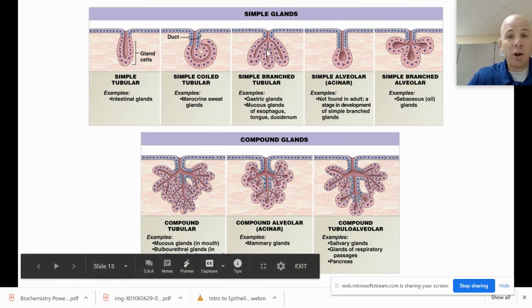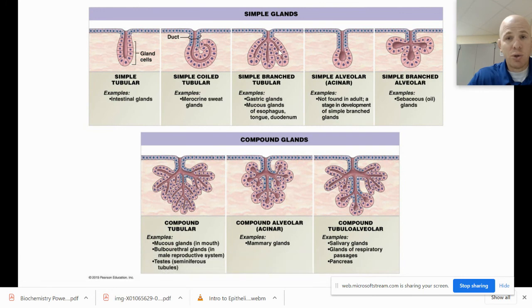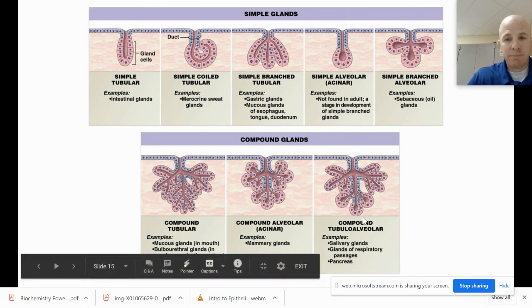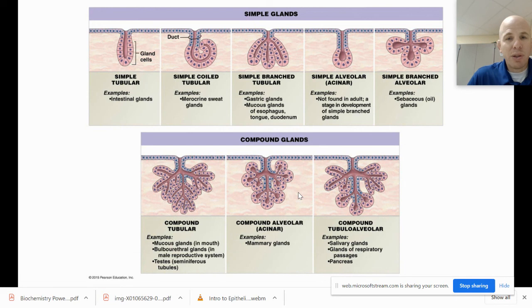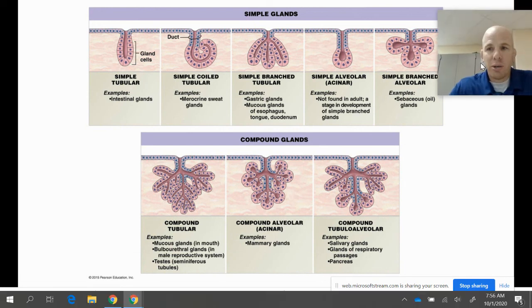Then tubular, they kind of look like a tube, a little bit longer, versus alveolar, kind of this sac-like classification. This would be alveolar here. And then compound versus simple, I've already talked about. So we'll look at a lot of examples with those as we go through this unit, and as we study more of glandular epithelium.